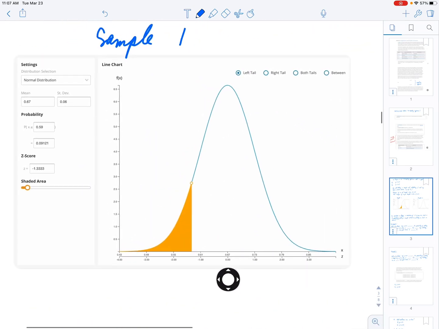It gives you the probability, and the probability is the area of the orange region. It gives you the probability of getting a sample proportion of 0.59 or smaller, assuming the null hypothesis, that is, the underlying population proportion was 0.67. So what is that probability? The probability of getting something 0.59 or smaller is 9.1%.